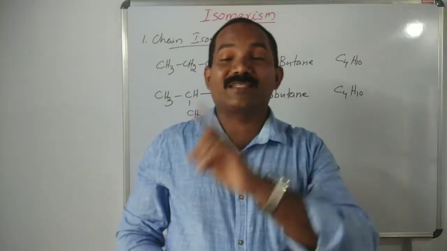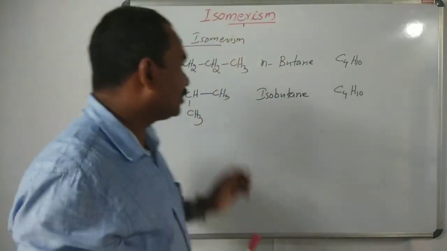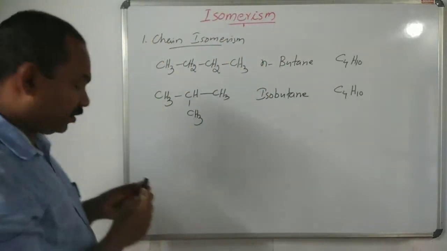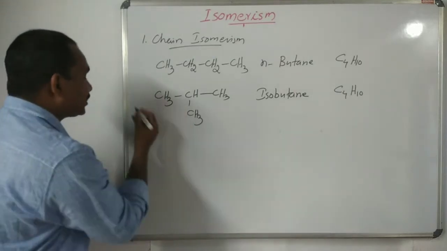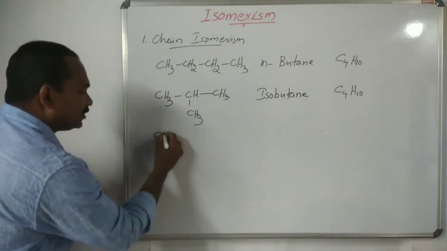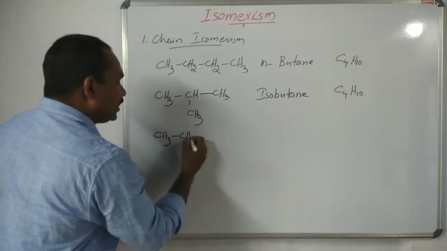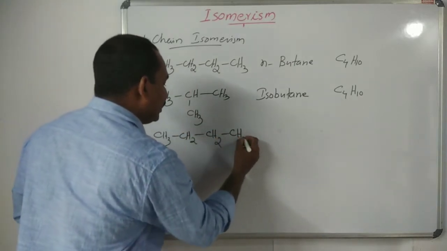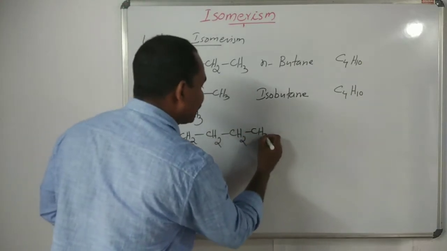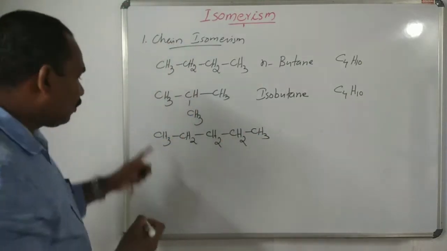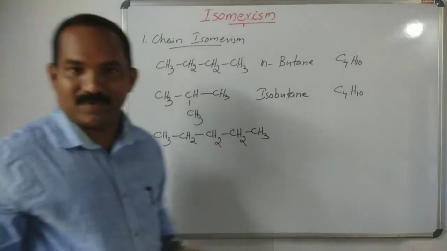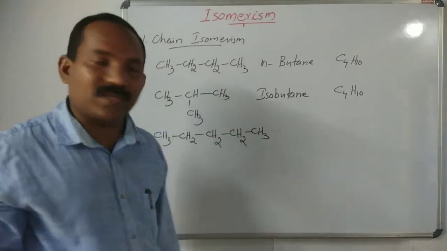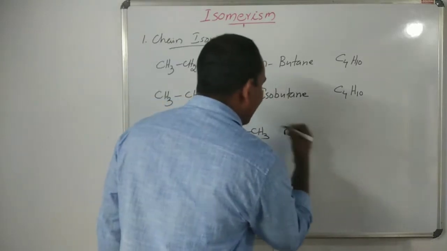Okay, only one example is given in your textbook. I will give that example. Okay, pentane. This is not provided. Next is pentane. CH3, CH2, CH2, CH2, CH3. Okay, 1, 2, 3, 4, 5. What is the name? 5 carbon atoms, all the bonds are single bond, so the name is pentane.